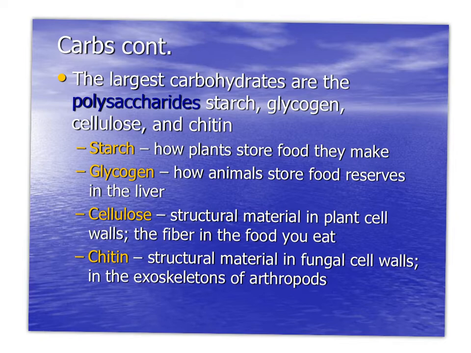And what is chitin made of? It's a polymer of what? What's the monomer for chitin? What's the monomer for all of these? Sugar. It's sugar, monosaccharides. So all of these are polysaccharides. All these things are made of sugar.